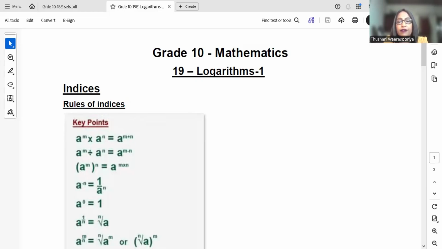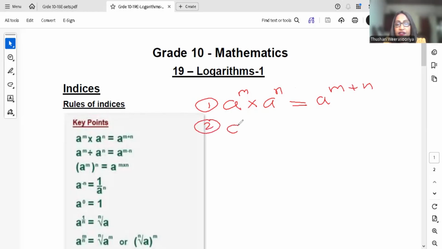First rule is multiplication rule. Look at this, a to the power m into a to the power n. You have done this rule in grade 9. When the bases are same, the powers are added. That is the first rule.